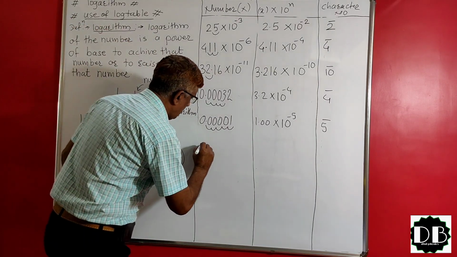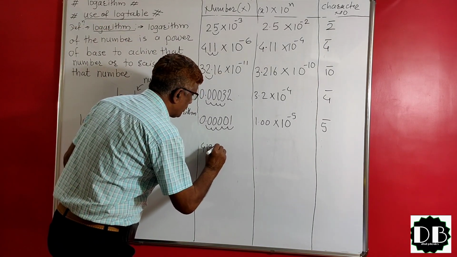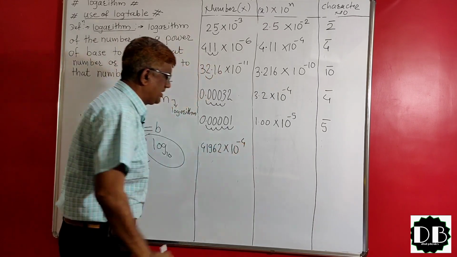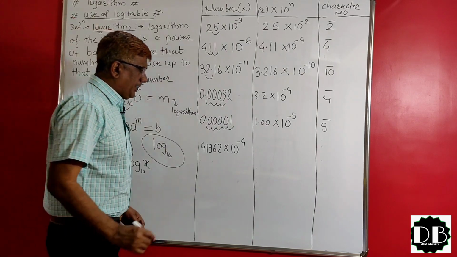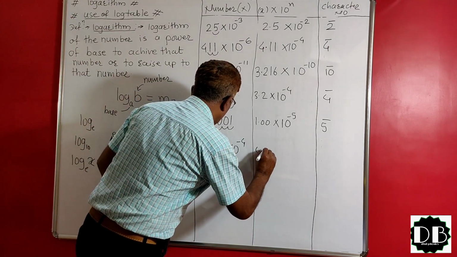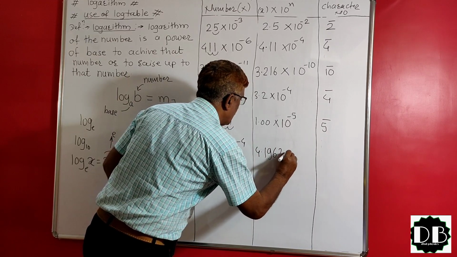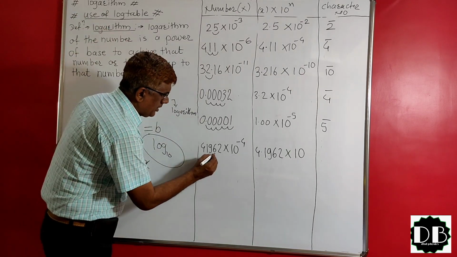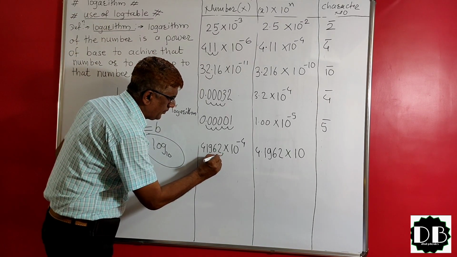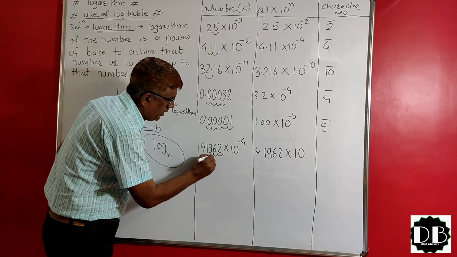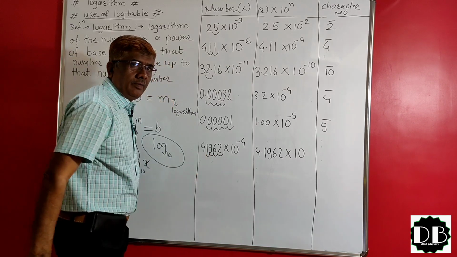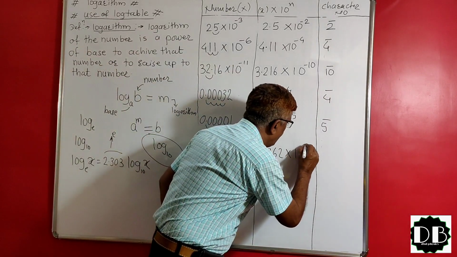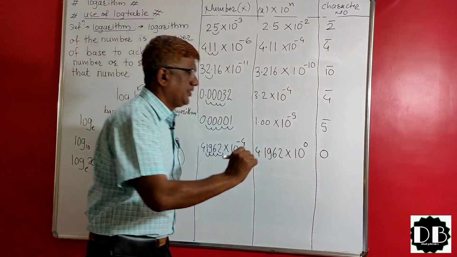Any number, 41962 into 10 raised to minus 4. If this is the number, convert it in the form 4.1962 into 10 raised to. We shift the decimal point from right here, 1, 2, 3, 4, but it is plus 4. Plus 4 minus 4, 10 raised to 0. Character number is 0.